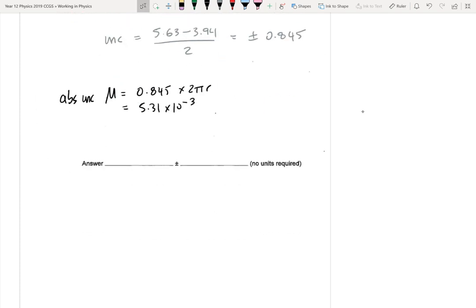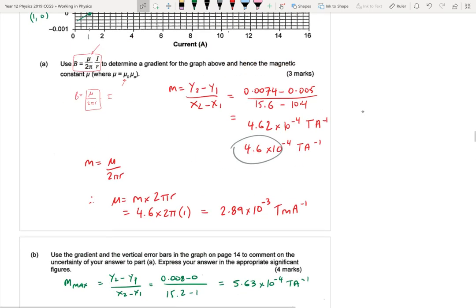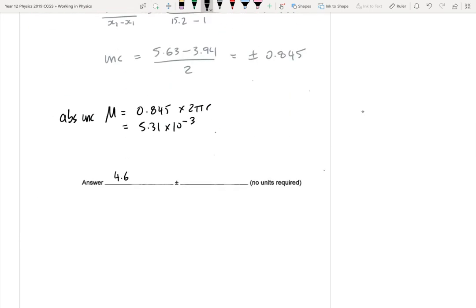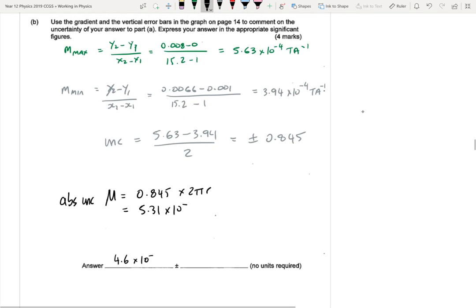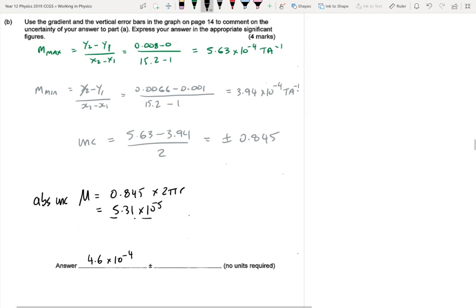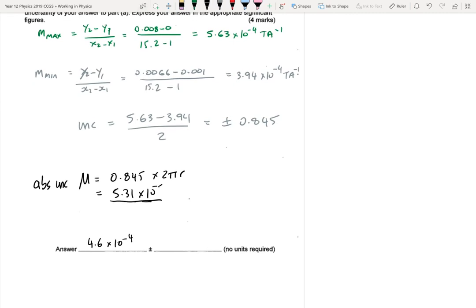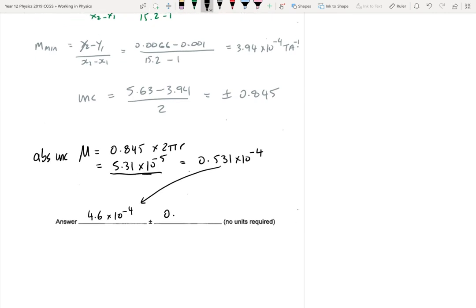From the previous page, I determined my mu value to be 4.6 by 10 to the negative... Oh, that value should have been smaller. 4.6 by 10 to the negative 4. But now I need to express them in the same order of decimal places. So that was to the negative 5. I could write that as 0.531 by 10 to the negative 4. I need to now round it to one decimal. So that's going to be 0.5 times 10 to the negative 4.